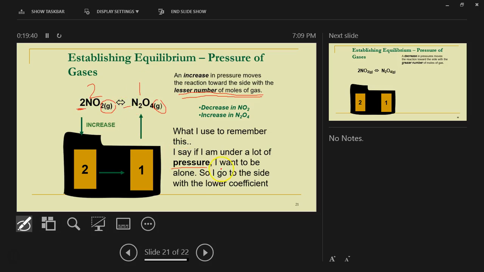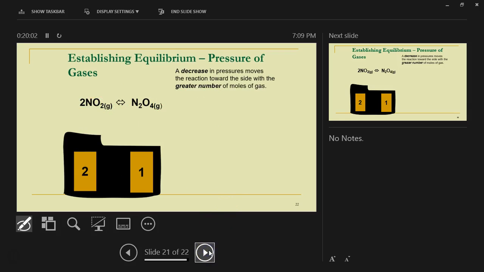And I always want to say, if I am being yelled at and I'm under a lot of pressure, I want to be alone. So there's no alone here because the lowest number of moles you can have is 1. So I would want to go towards this number 1. So I'm going to always go to the lower of the two numbers. That's if I have an increase in pressure.